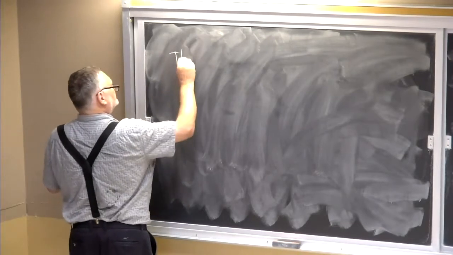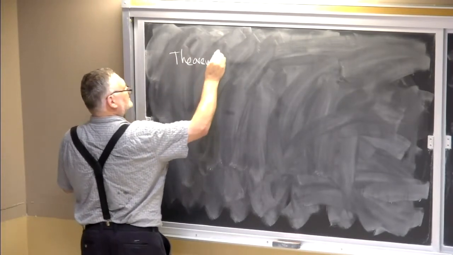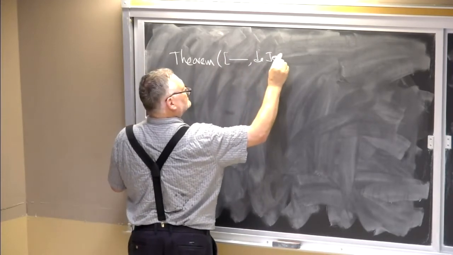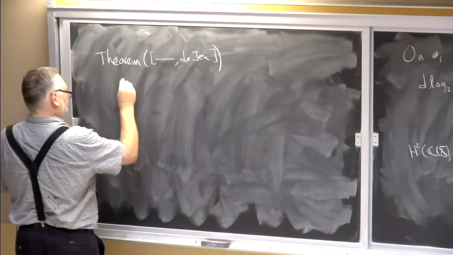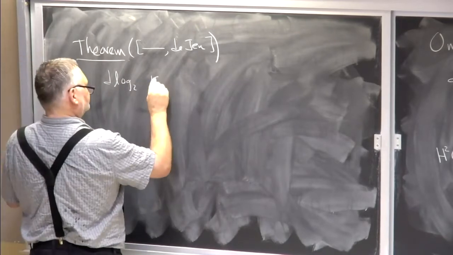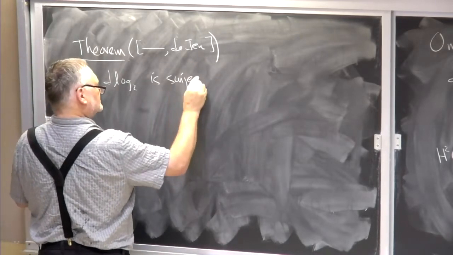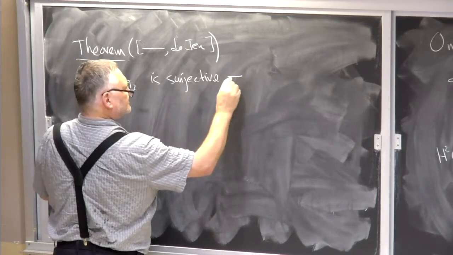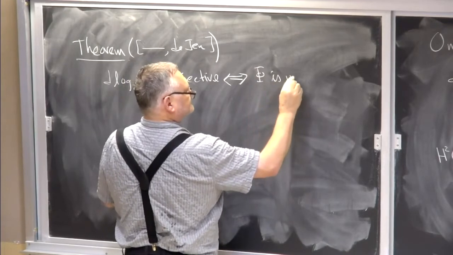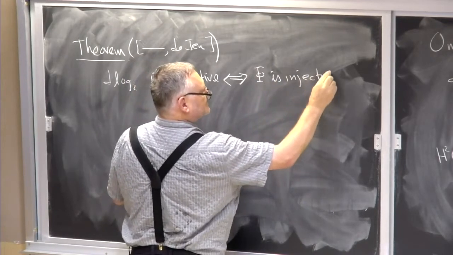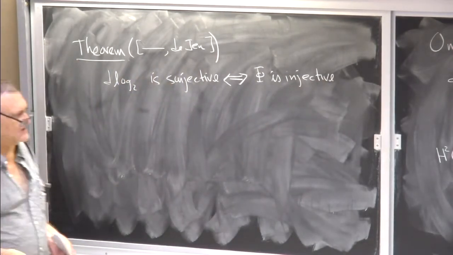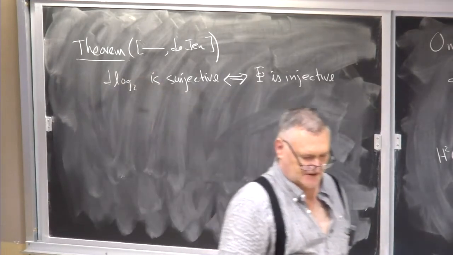So here, by myself and Rob de Jeu, is that E log 2 is surjective if and only if P is injective. Okay. Now, of course, what you get from this is a little more.